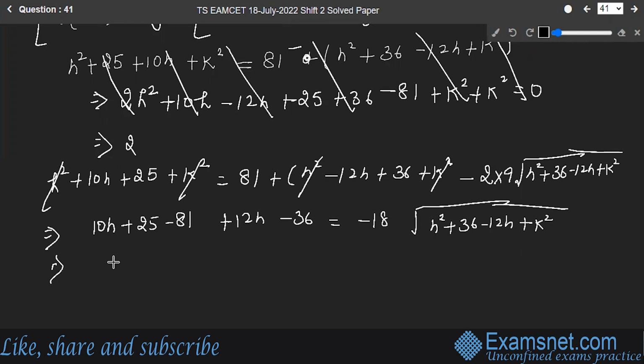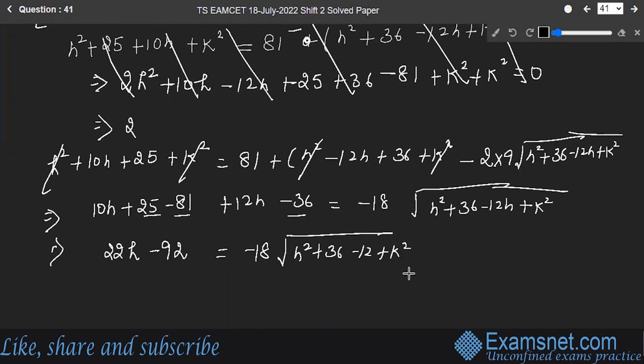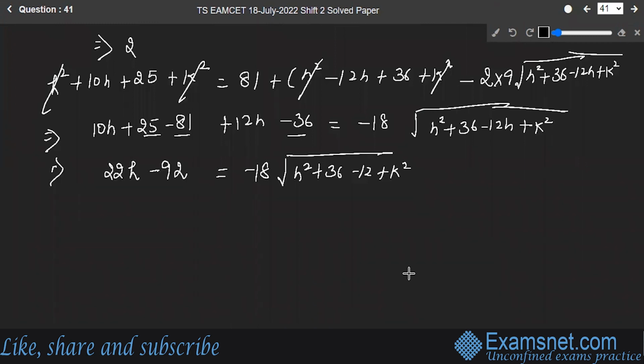So now this is equal to 22H and 25, 81 and 36. Solving this, you will get minus 92. Yes. You will get minus 92. This is equal to minus 18, multiply this whole thing. Okay. So while doing these calculations, be a little extra careful because you might end up making some mistakes. So this can be written as, I'll divide both the sides by minus 2. So minus 11H, 46 minus 11H is equal to 9 into this.